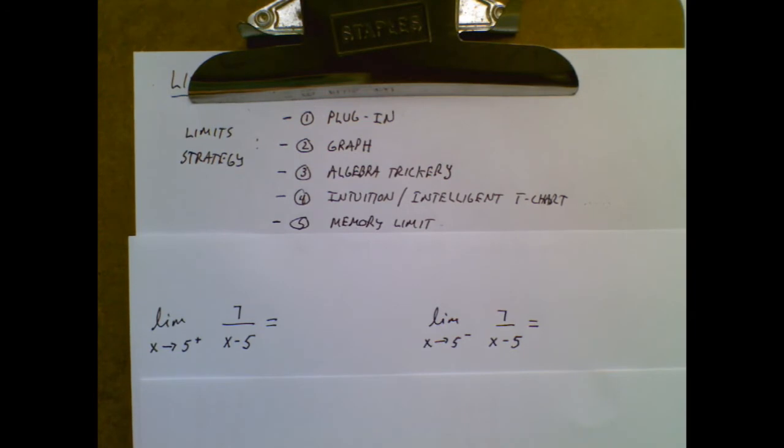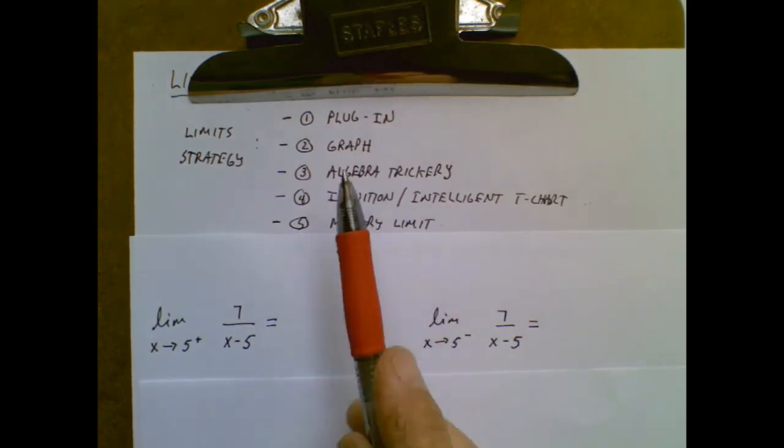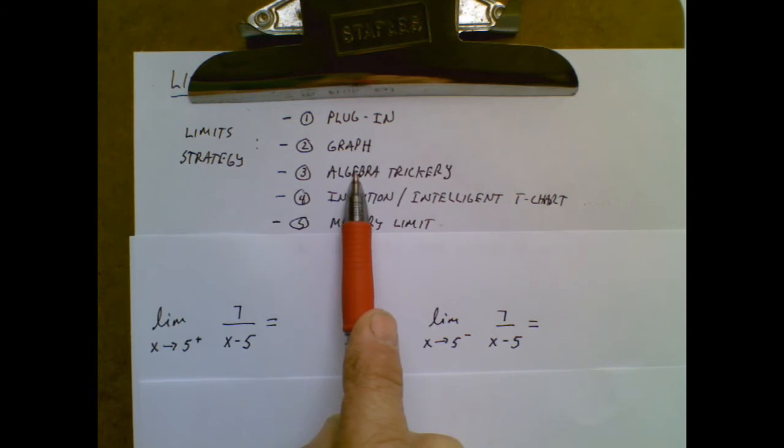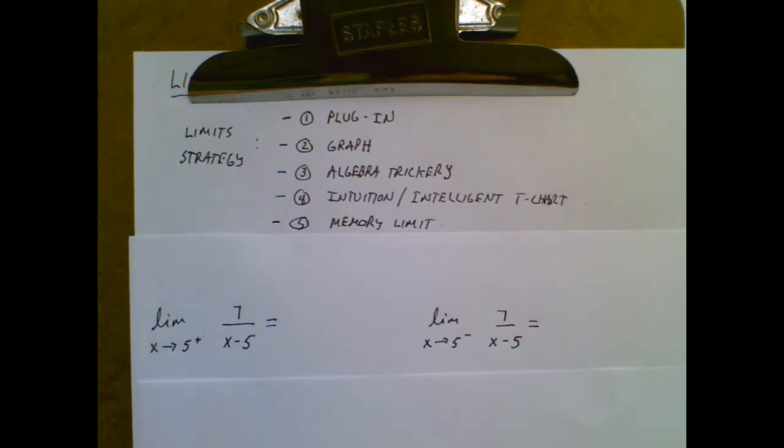but for these examples, most of the time we're not going to be approaching infinity. So in this example, I'm approaching 5 from the right. So it's a right-hand limit. You know that I could try to plug in a 5, but the denominator would then equal 0. Big explosion. So what I'm going to do is this intelligent T-chart idea, or intuition, because pretend I don't know what the graph of that looks like. Some of you might. There doesn't seem to be algebra trickery to work, and there's no memory limit here.